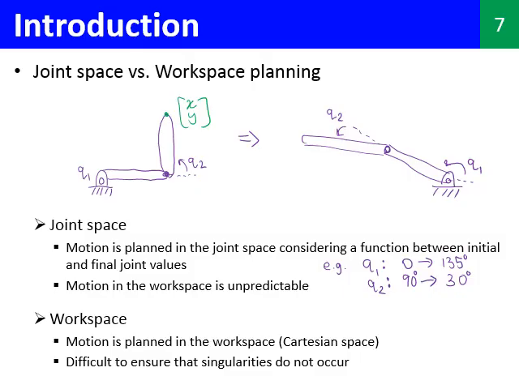Now in workspace trajectory planning, we plan the manipulator motion considering how the manipulator end effector as well as all the rigid links are changed in Cartesian space, right? So in this case, we should be careful because we may pass through singularities in between.